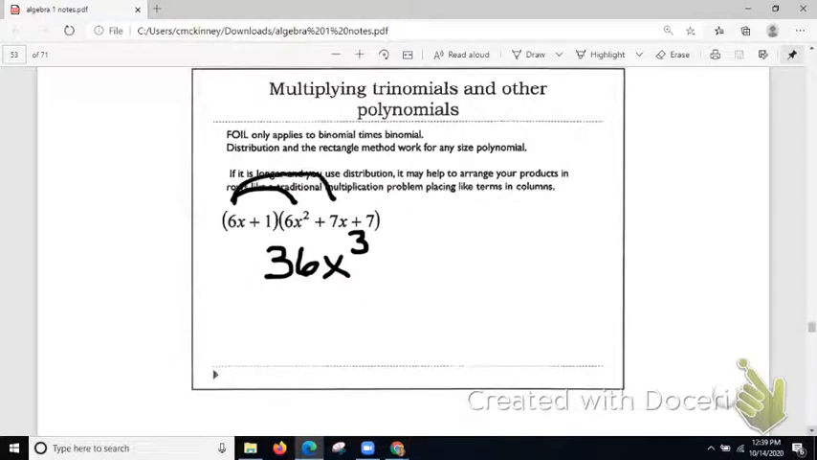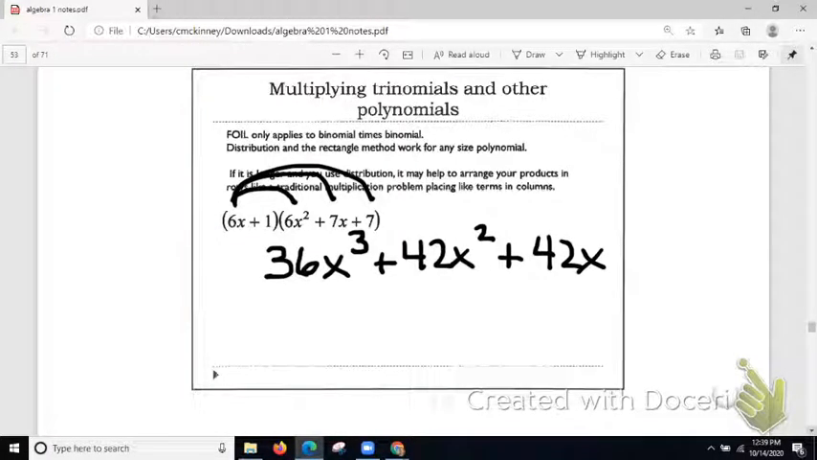Now 6x times 7x. And you might draw those lines or arrows, or that's just kind of thinking. I'm just trying to show you where I'm going with things. And then 6x times just regular 7 would just be 42x. So the 6x is done multiplying. Just like if we were multiplying a 3-digit number times a 2-digit number, we would have one row, and then when we went to the other digit, we would have a second row. Same kind of thing is going to happen here.